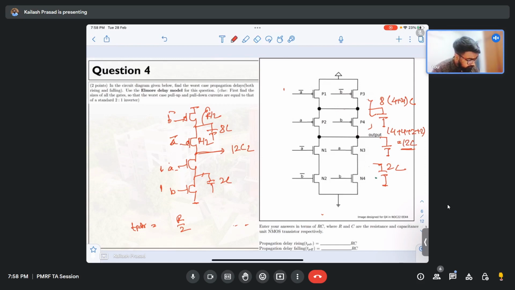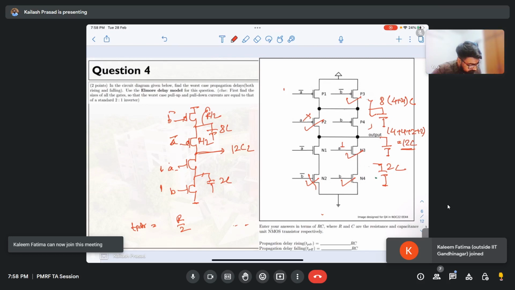We have to make P3, P2, N3, N4. P3, just 1 minute. P3, P2, N2, and N3, N4. N3 and N4. So A will be 1. If A is 1, then this will be off, right?